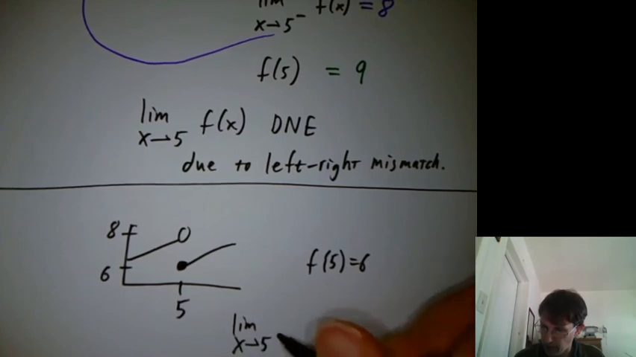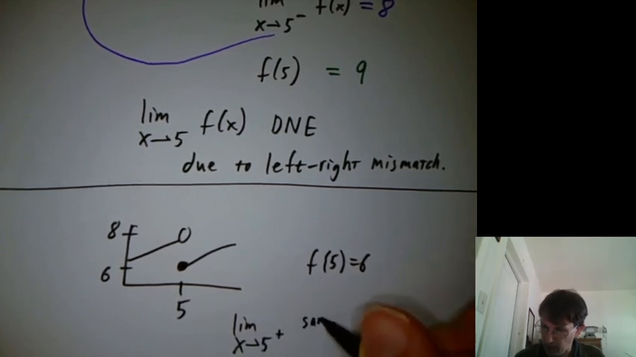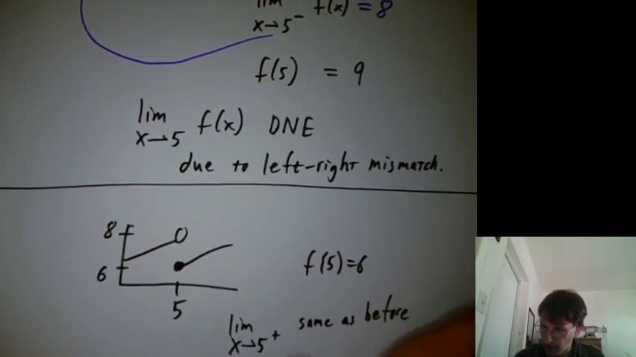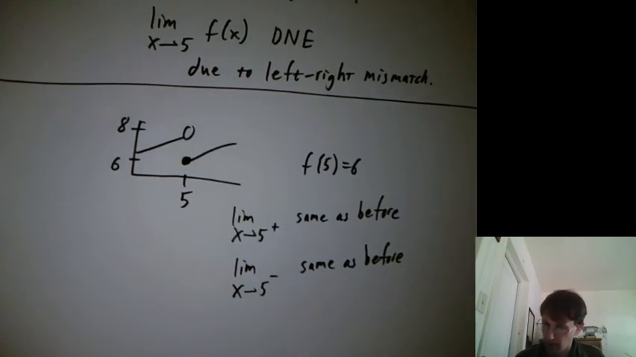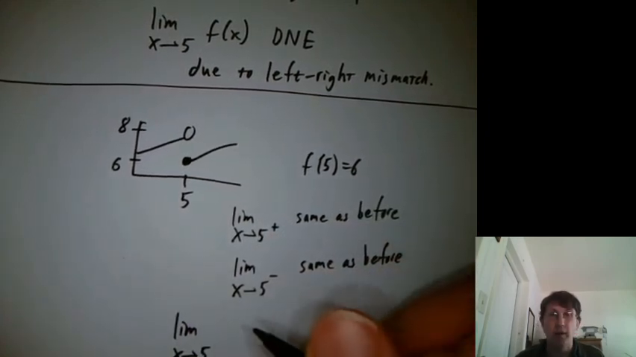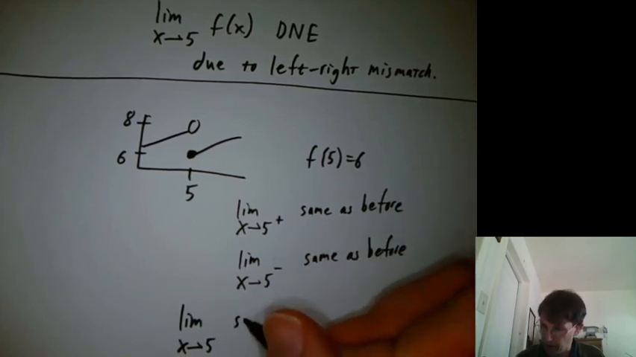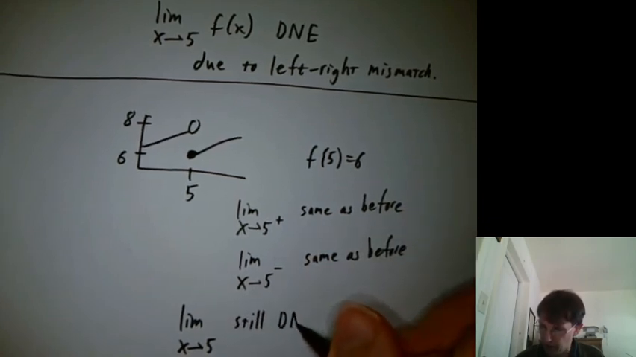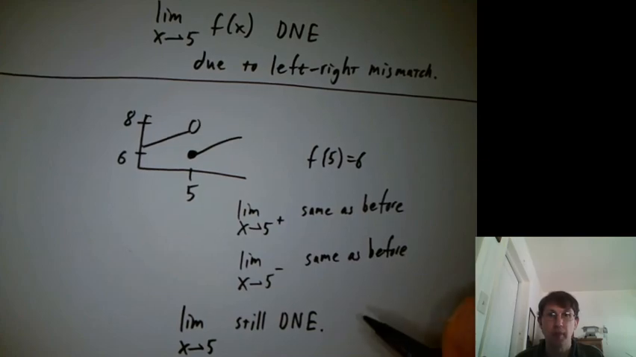So limit as x goes to 5 plus, the same as before. Limit as x goes to 5 minus is the same as before. And the limit as x goes to 5 without a plus or minus, the two-sided limit, still does not exist. All right.